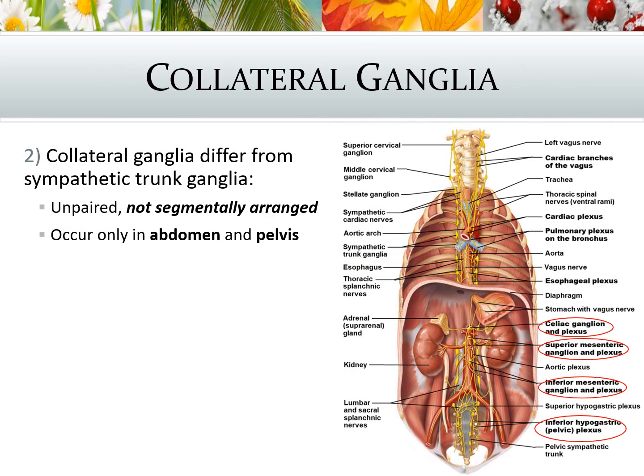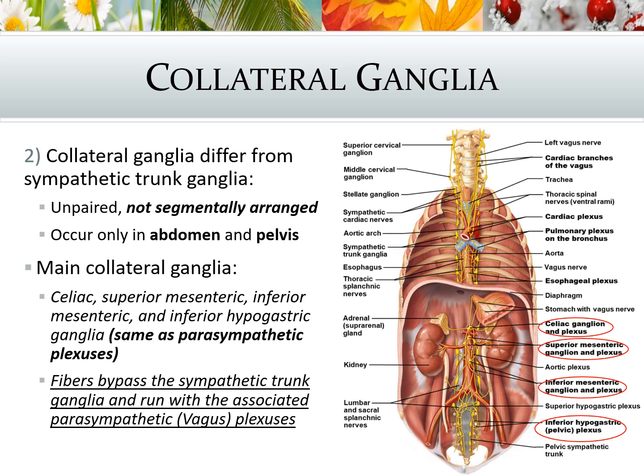So our second type of ganglia in the sympathetic nervous system are collateral ganglia. These are a little different from our sympathetic trunk ganglia because they're unpaired. Whereas the sympathetic trunk ganglia run in pairs up and down along the spinal column, these are single ganglia found within the abdomen and pelvis. Okay, so they're not in the thoracic cavity.